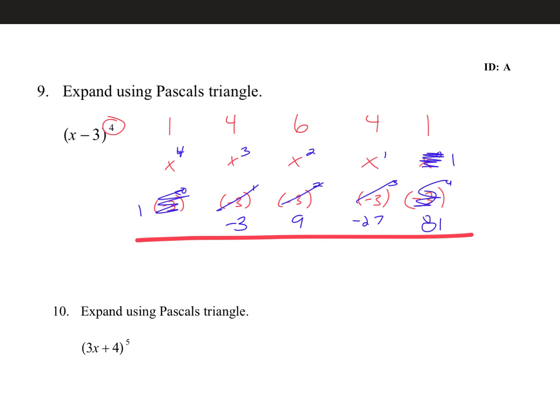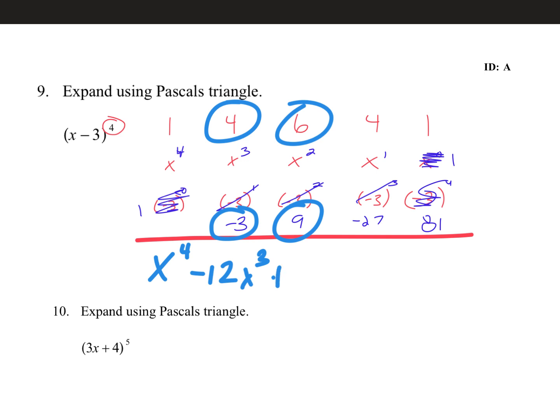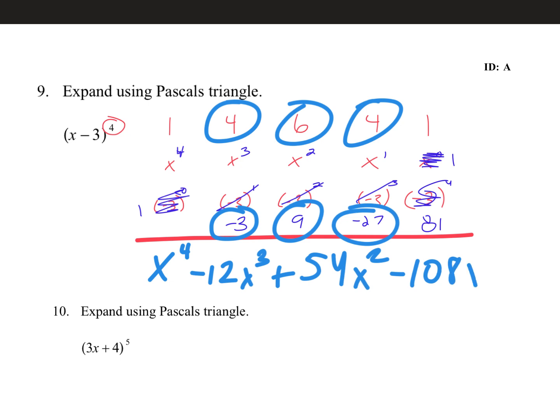We're going to multiply down. If I multiply down, what's 1 times x to the fourth? X to the fourth, right? So the next one, 4 times negative 3 is? What's 4 times negative 3? Negative 12. And I have x cubed. So 6 times 9 is 54. And then what's the variable? X squared. Then I have 4 times negative 27, which is negative 108. Good. X. And then what's 81 times 1 times 1? Plus 81.